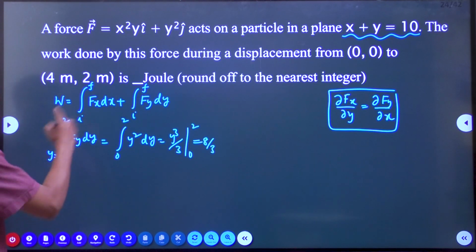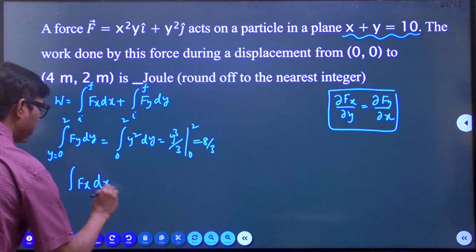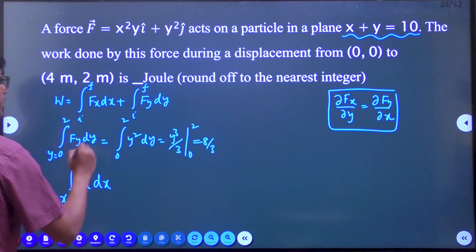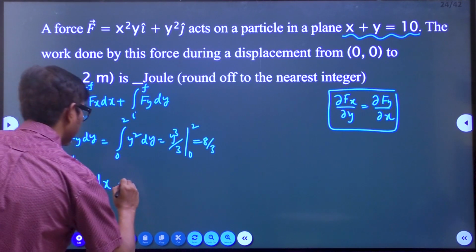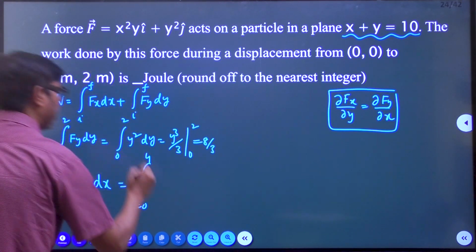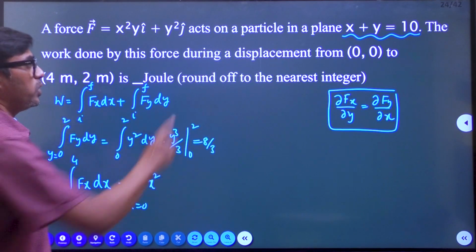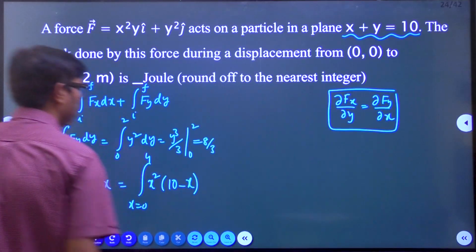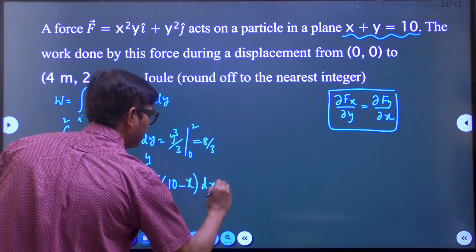Now to calculate the other component, integral fx dx, there we require the relation between x and y. That specific path we need to consider. So first let us substitute x from 0 to 4. x square you keep as it is, but y will be replaced in terms of x. y will be 10 minus x. We take that, so it is path specific. This particular part of the work done will be path specific, so we'll have to do integration here.